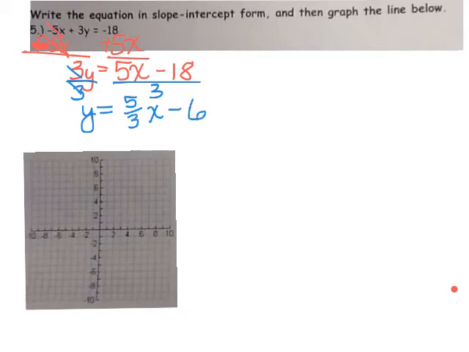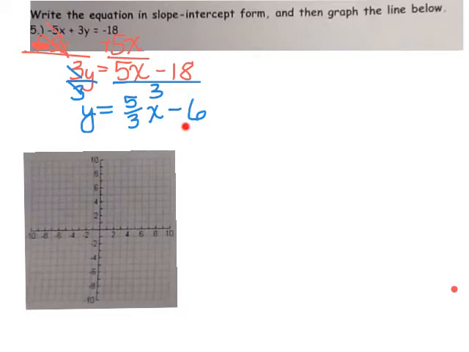Notice that 3 does not divide evenly into 5, or we could say 5 is not exactly divisible by 3, so that's the reason we just write it as the fraction 5/3. So here is my equation in slope-intercept form. Now I should be ready to graph.